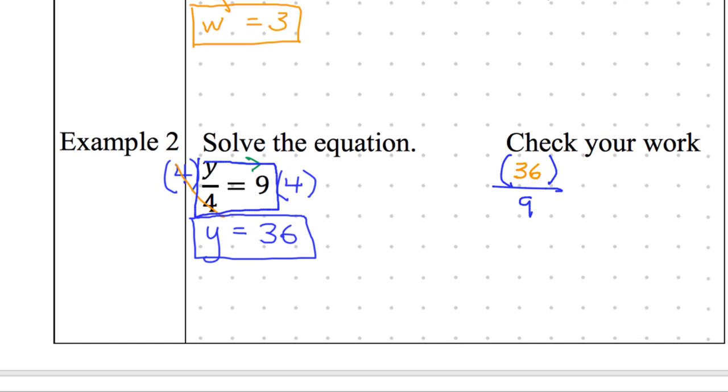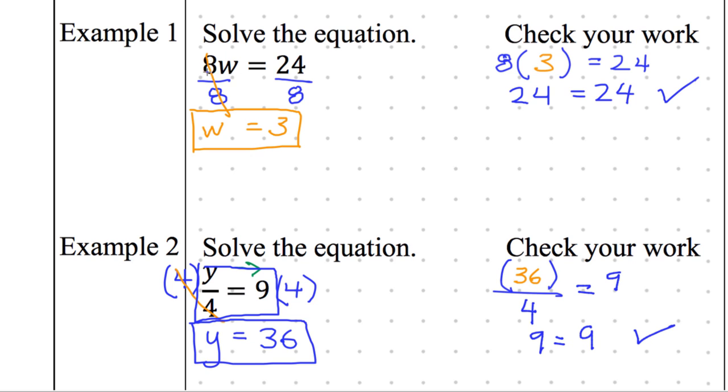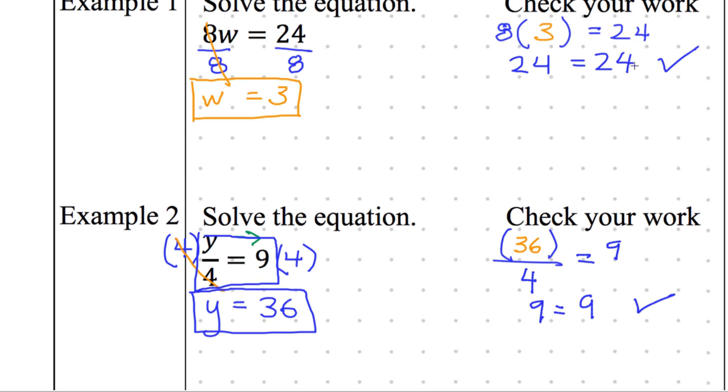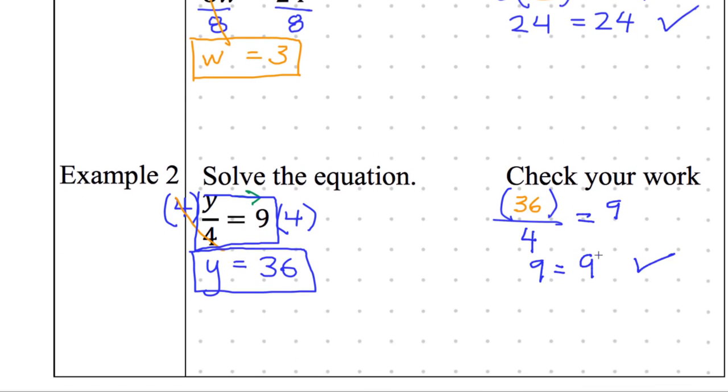So y, okay, y 36, and then 4, okay, and then equals 9. And then is 36 divided by 4 9? Yeah, so we can say 9 is equal to 9. We have a true equation. Yeah, so when you're checking your work, always start with your original equation. Just like our last problem, we started with 8w equals 24. Start with the original equation when you're checking your work.